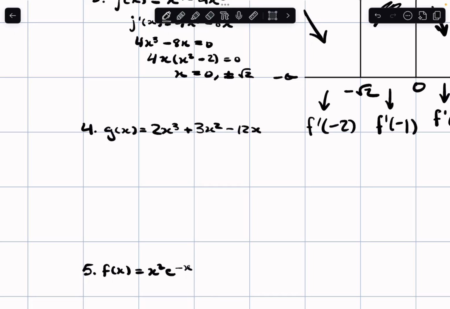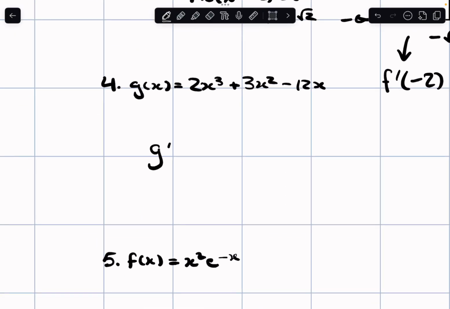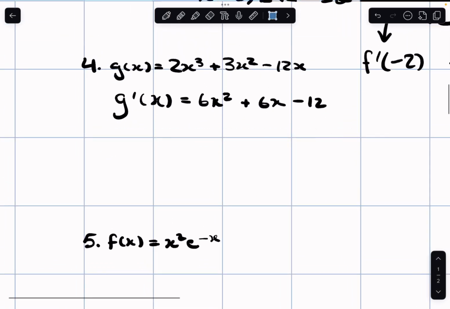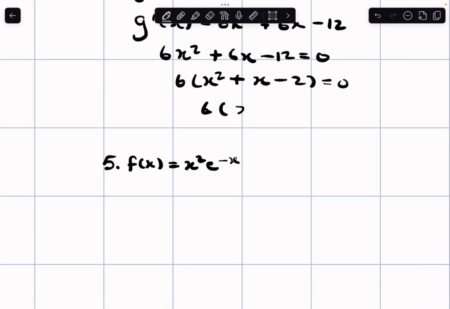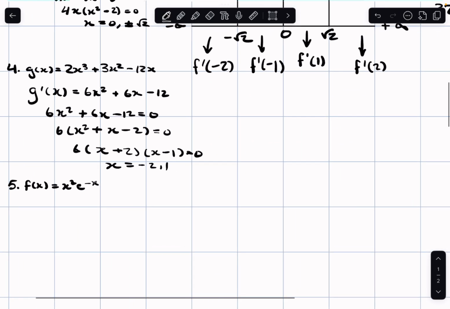Next one. Like we said, we're going to follow the same algorithm. So g prime of x is equal to 6x squared plus 6x minus 12, and we set it equal to 0. Then we'll just factor it. Then we're given x equals negative 2 and 1. Then we'll set up our sign chart.